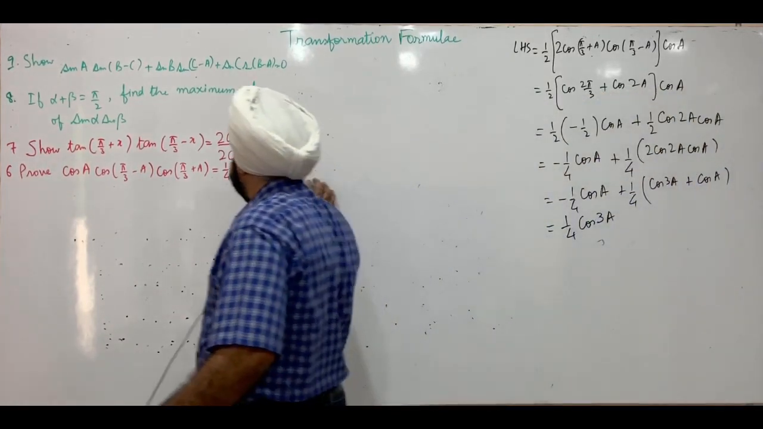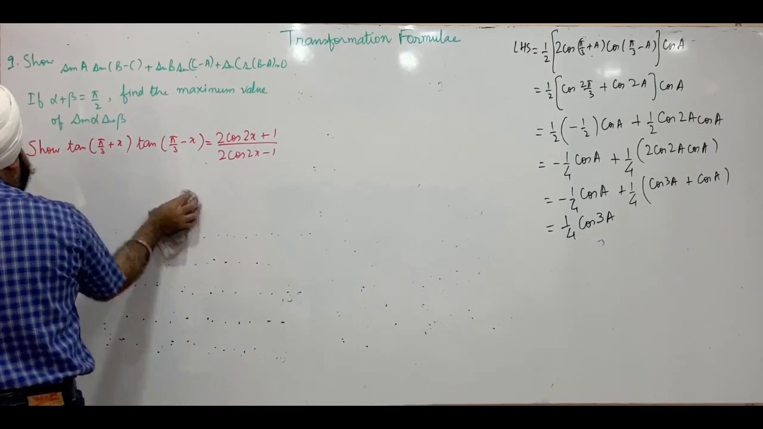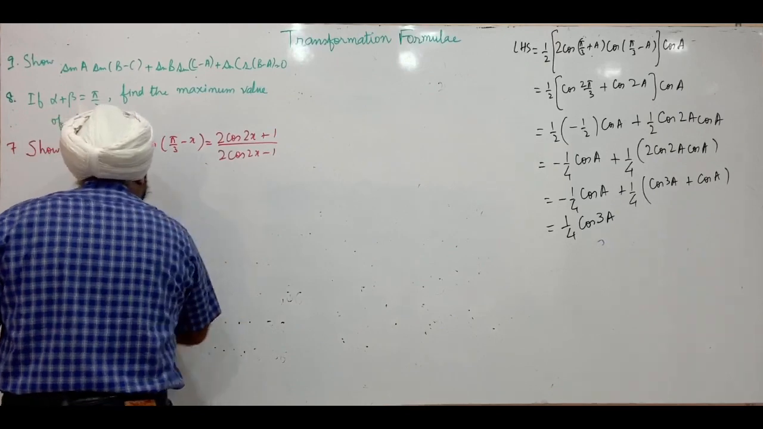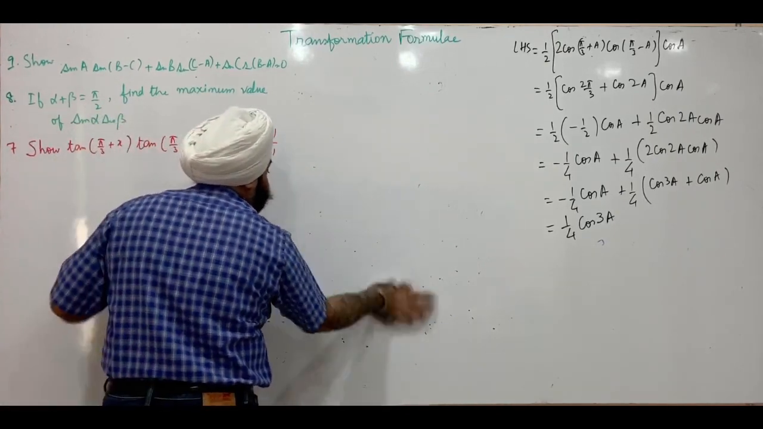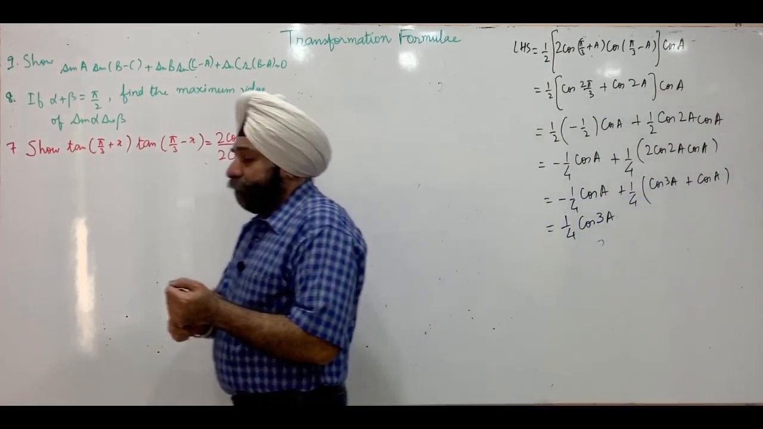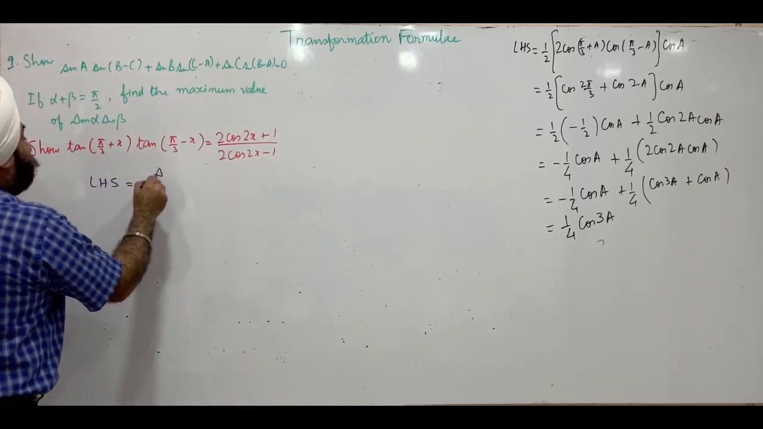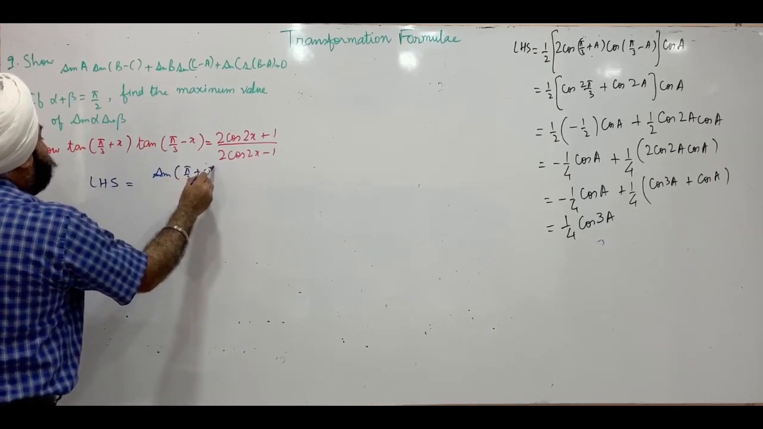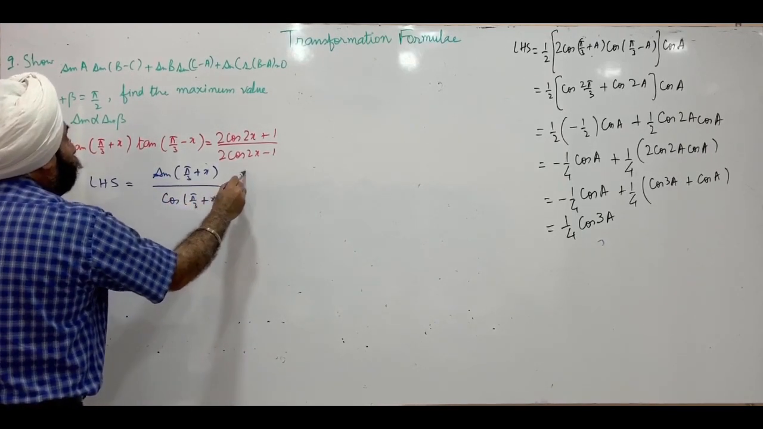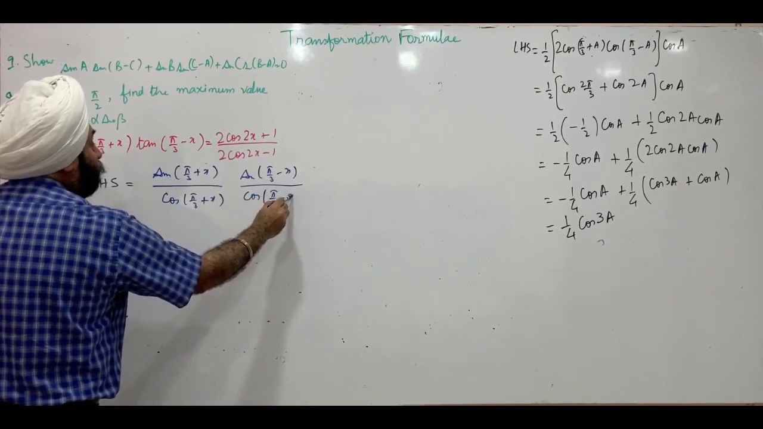The seventh question. In this case, we have product of two tans on the left hand side, and we have to prove this is 2 cos of 2x plus 1 divided by 2 cos of 2x minus 1. So starting from left hand side, this is sine of pi by 3 plus x upon cos of pi by 3 plus x, and sine of pi by 3 minus x upon cos of pi by 3 minus x.